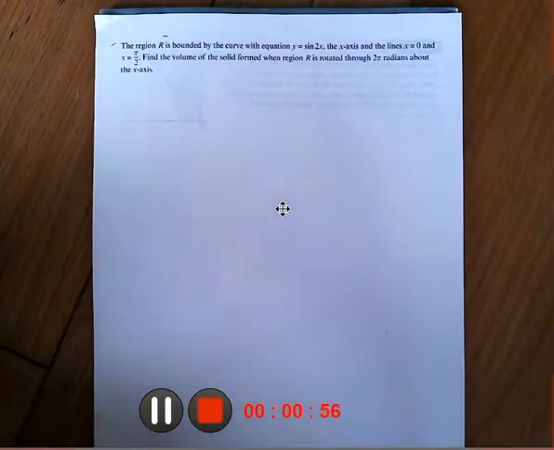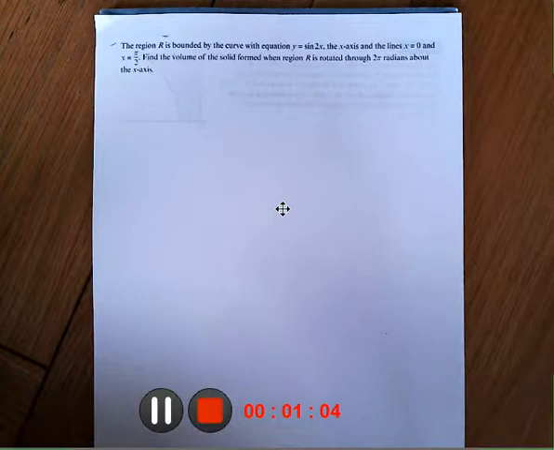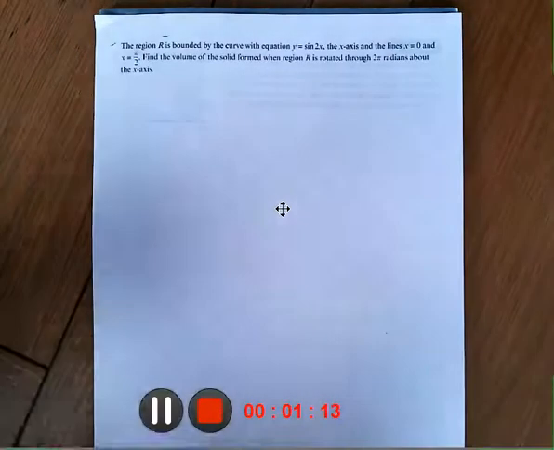So the first question, we're going to be rotating about the x-axis, then I've got a selection around the y. So the region R is bounded by the curve of the equation y equals sine of 2x, the x-axis and the lines x equals 0 and x equals pi over 2. Find the volume of the solid formed when region R is rotated 2 pi radians about the x-axis.